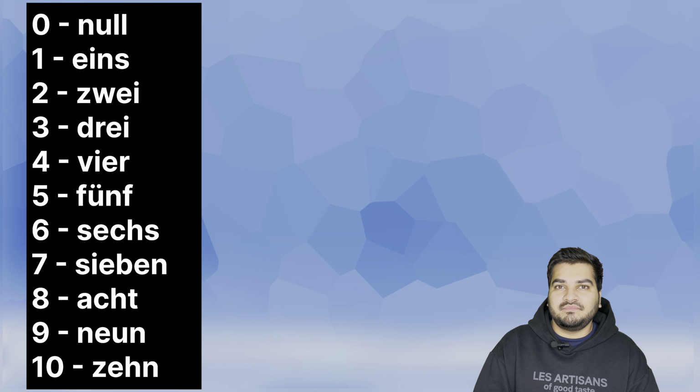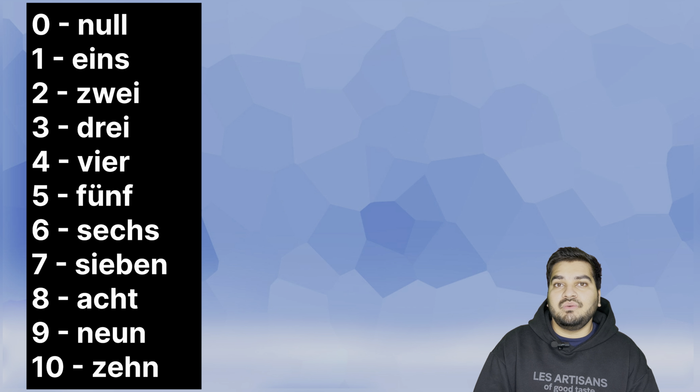Null, eins, zwei, drei, vier, fünf, sechs, sieben, acht, neun, 10. Now this is the German counting from 0 till 10. I hope you understood the pronunciation correctly.